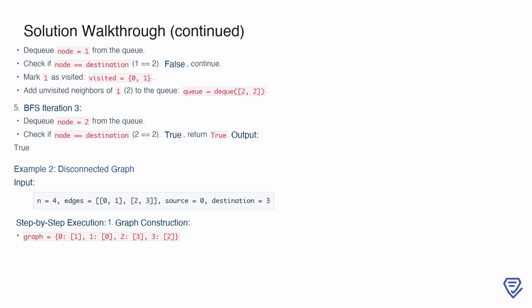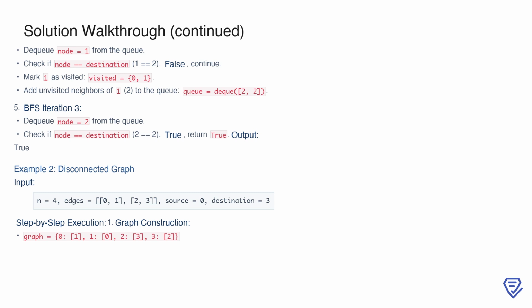In the first BFS iteration, we dequeue node 0, check if it matches the destination, 3, which it does not. We mark node 0 as visited and add its unvisited neighbor, 1, to the queue. In the next iteration, we dequeue node 1, check if it matches the destination, which again it does not.